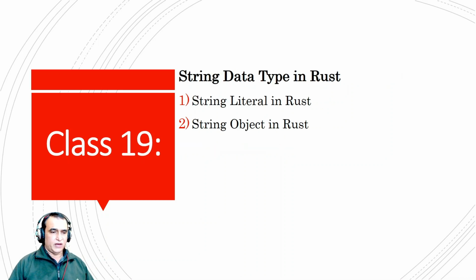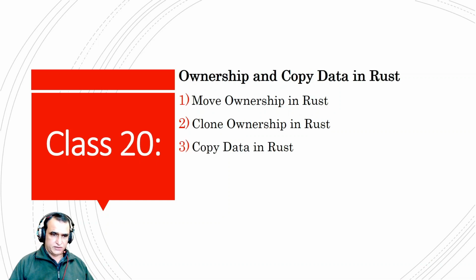In the last class we learned how to use the string data type in Rust and the difference between string literals and objects in Rust. In this video we are going to understand the most important part of the Rust programming language: memory management of a variable. Remember that in other languages we have garbage collection. In Java we have automatic garbage collection. In C and C++ we have manual memory management. But here in Rust we do not have such a system. We have an ownership system.